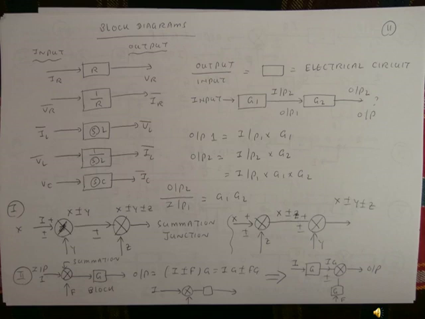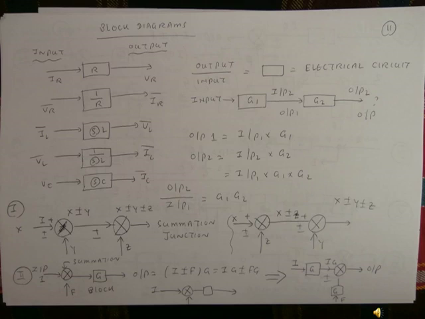So the input goes through G1, and the output of G1 is input 2, which also equals output 1. This goes through G2, and then finally we reach output 2. So output 1 is equal to input 1 multiplied by G1, and output 2 is equal to input 2 multiplied by G2. So input 1 multiplied by G1 and G2 will also give output 2. So output 2 divided by input 1 is equal to G1 multiplied by G2.